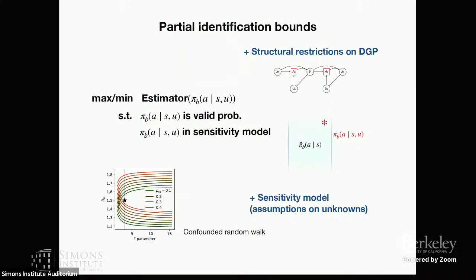So the outline of the talk is just going to be about describing these components and telling you how we obtain our bounds. Essentially, at a very high level, it is about maximizing or minimizing a statistical estimator such that the unobserved components of the statistical estimator are valid probability distributions compatible with their observational distribution and consistent with the additional assumptions that we're imposing here.